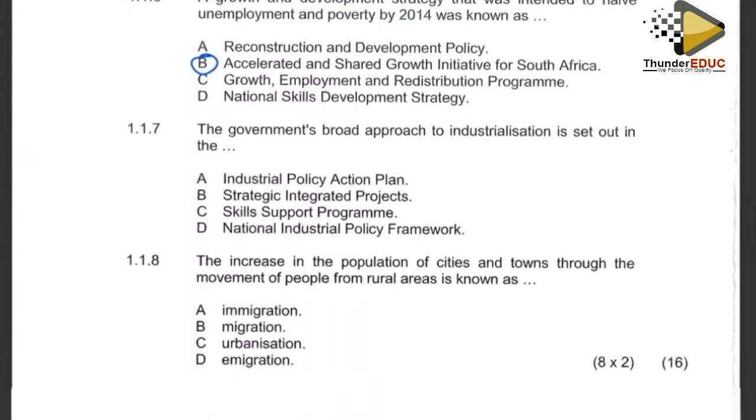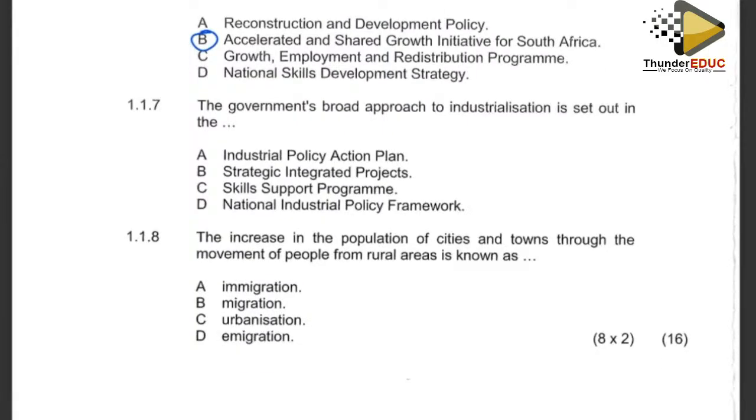Okay, right. So now moving on to the next question, grade 12, we have 1.1.7, which reads as follows. The government's broad approach to industrialization is set out in the dash. So if you still remember, grade 12, I always tell you that you must go through the set of options given before you choose your appropriate answer. And I always tell you the reason why I advise you to do that is because most of the given options are pretty similar to one another, where one might end up making some silly mistakes. Okay, right. So now 1.1.7, our appropriate answer is going to be National Industrial Policy Framework.